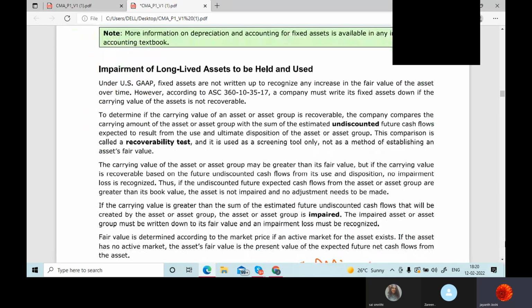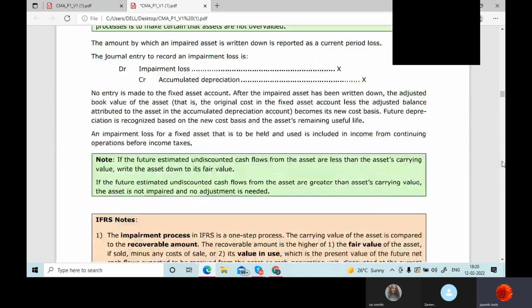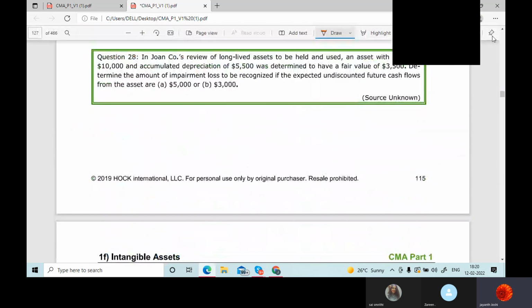Now I'm coming to the next topic, which is impairment of long-lived assets to be held and used. That means you want to use it for a longer period of time. Now, what do you mean by impairment? This term called impairment. We are about to end the chapter now.